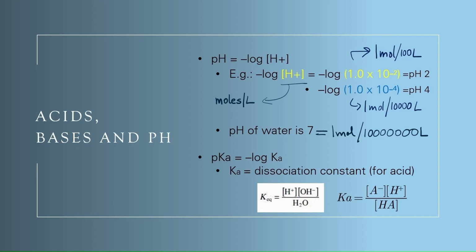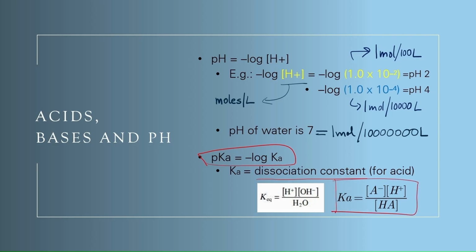Then we have pKa. By the way, this equation might need to be remembered. Minus log of H plus, which is why when you see minus log, the values are going to be inverse. The concentration, the higher it is, the lower the pH would be. Okay? Then we have pKa being minus log Ka. So it's a similar thing, but what is Ka? It is the dissociation constant for acid.